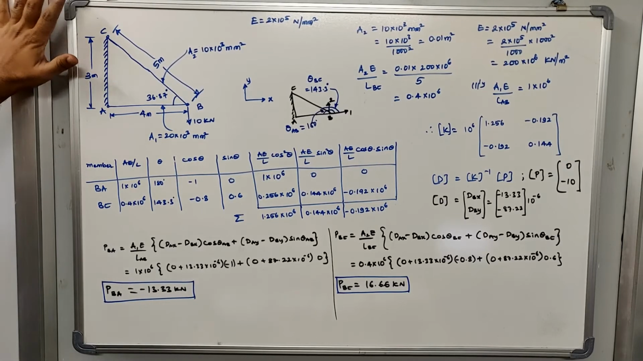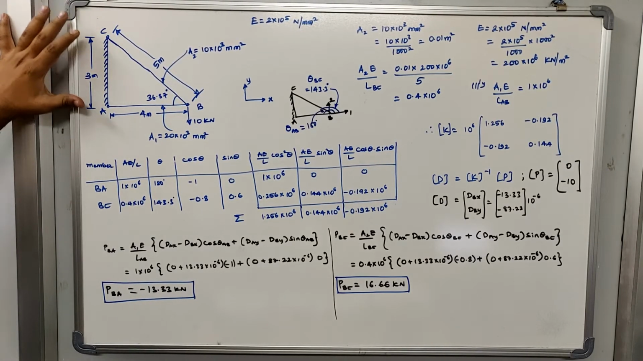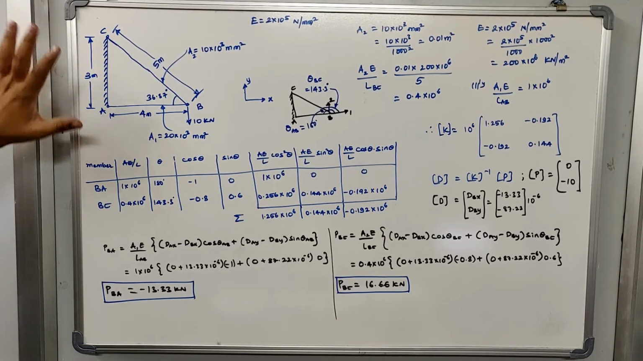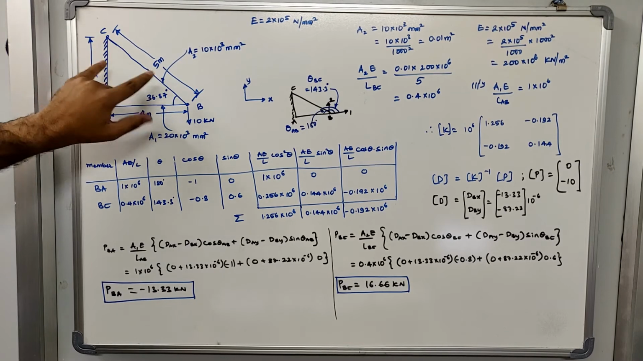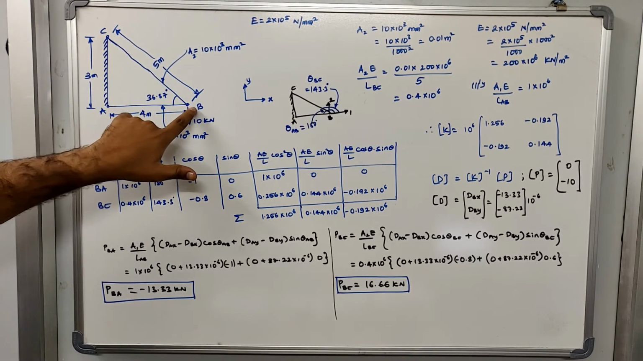So let us solve this pin jointed structure in this video. This is your pin jointed structure. This frame is having two members, member AB and member BC. Member AB and BC are connected at joint B.